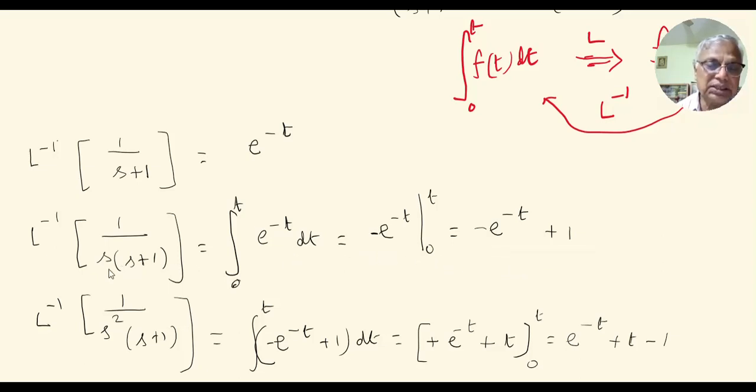Now the next successive, again if you consider this as F(s), this is going to be F(s) by s. s has become s square here. This by s is this. So if the inverse of F(s) here is this, then the inverse of F(s) by s is the integral of this from 0 to t.